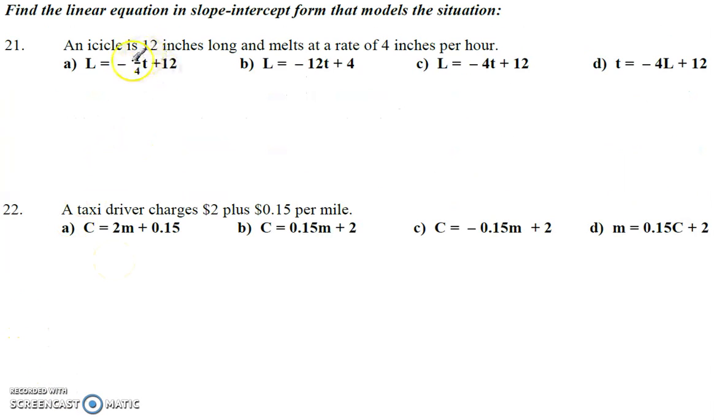Alright. Here we have an icicle. It is 12 inches long. So it starts at 12 inches and then it melts. That means it disappears, goes away at 4 inches an hour. So minus 4t. So the length of that is 12 minus 4t. But that's not in slope-intercept form. So we need to rewrite that and we get negative 4t plus 12. Same thing here. He charges $2 plus 0.15 per mile. But that's not in slope-intercept form, so we have to rearrange that, and we get B.